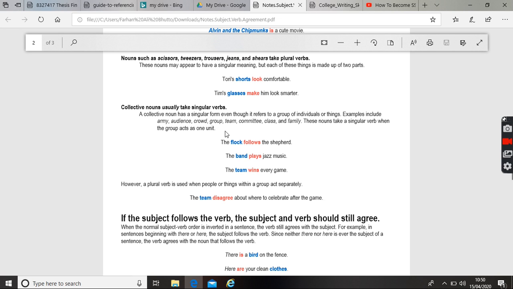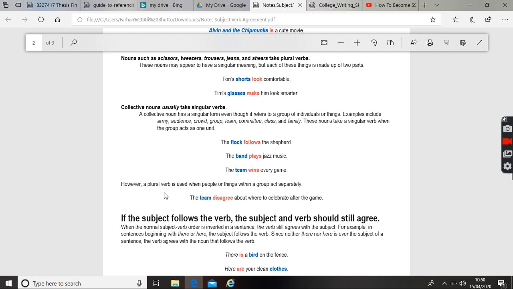The flock follows the shepherd. So when you say the flock, you're talking about the whole flock as a single unit. So the verb has to be singular. The band plays jazz music. So the whole band as a single unit. So singular verb. The team wins every game. Again, the team is used as a single unit, so the verb has to be singular. The team wins every game.